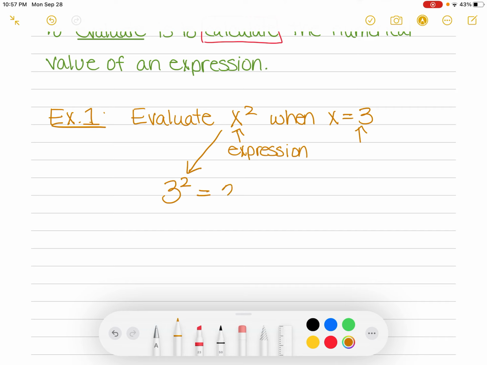So 3 squared means 3 times 3, right? So my answer is 9. And that's it. That's my answer for example 1. That's all you have to do.